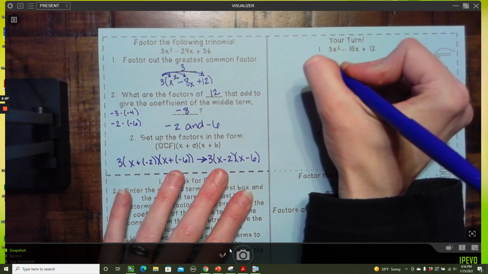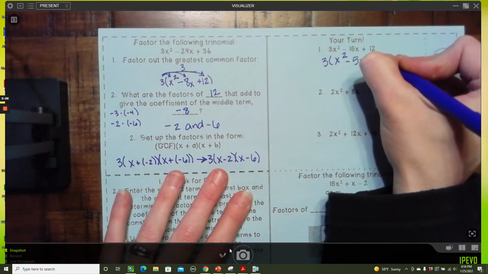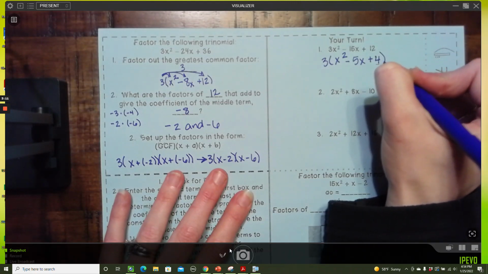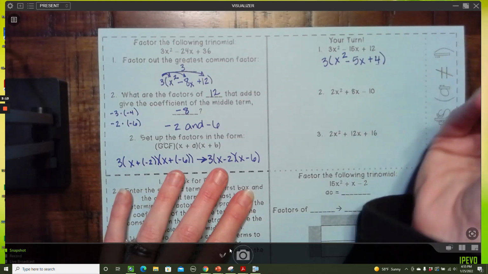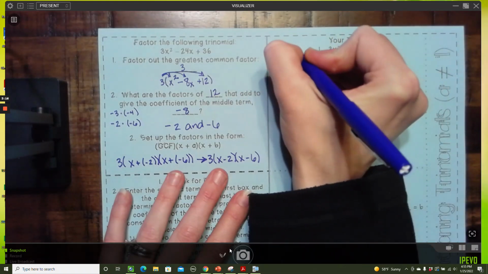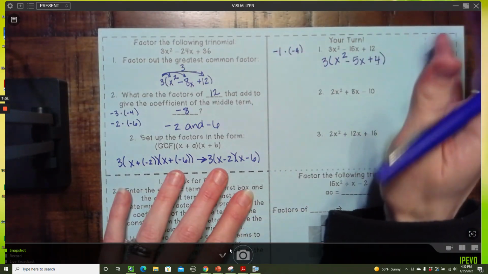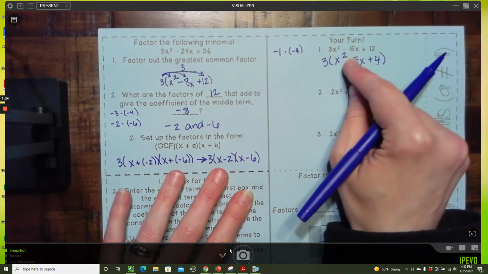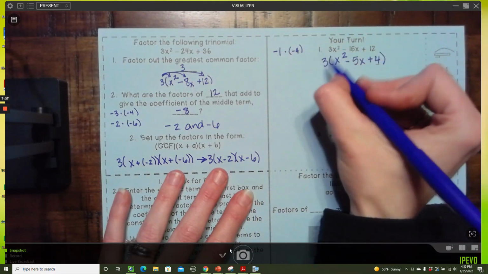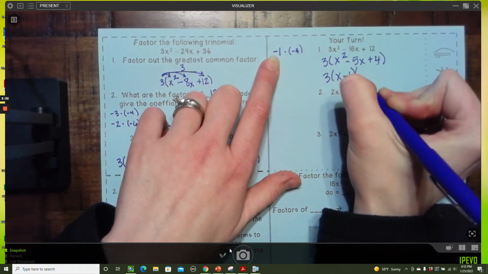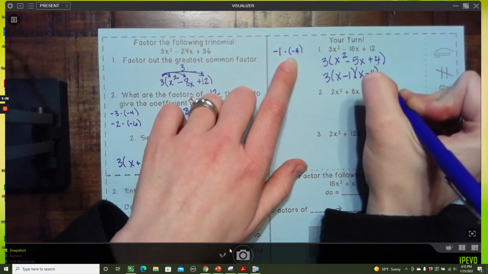And so I have x squared, negative 15 divided by 3 is a negative 5, and 12 divided by 3 is a 4. All right, what two numbers multiply to make 4 but will add to get a negative 5? Negative 1 times negative 4 gives me a positive 4, and then negative 1 plus negative 4 gives me a negative 5. So when I factor this, remember if it's negative, it'll be x minus 1 and x minus 4.